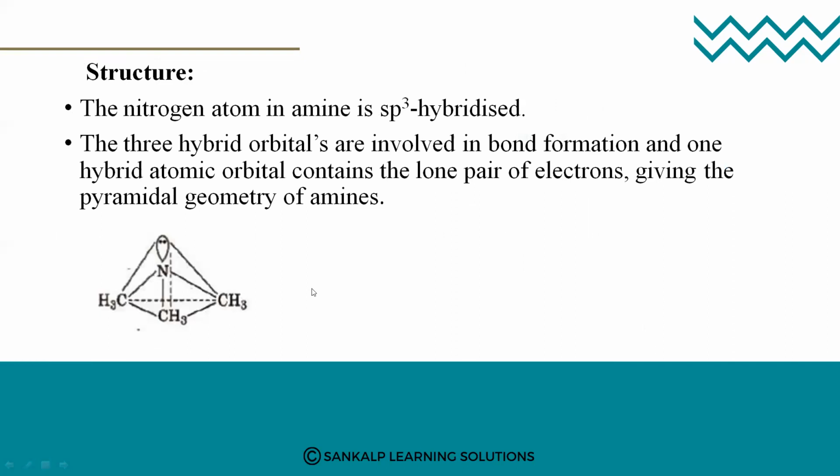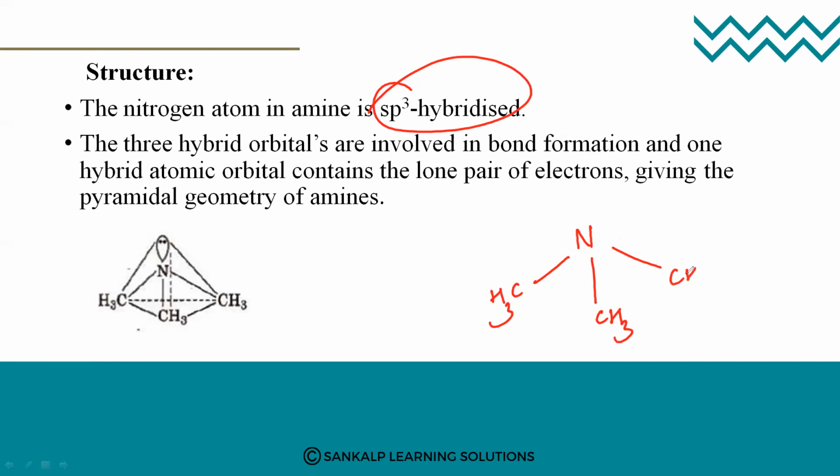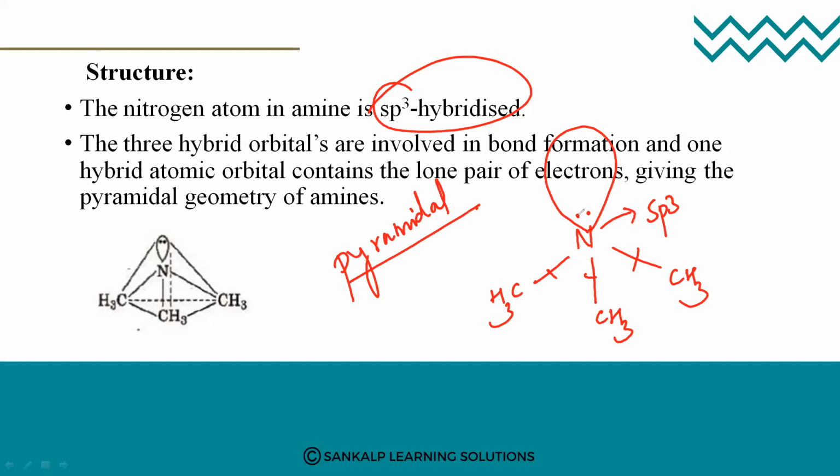So we'll see the structure of amine. The nitrogen atom in the amines is sp3 hybridized because the nitrogen is connected by single bonds. The three hybrid orbitals are involved in bond formation, and there is one lone pair of electrons which gives it a pyramidal shape. So the shape of amines is pyramidal because of the presence of one lone pair.